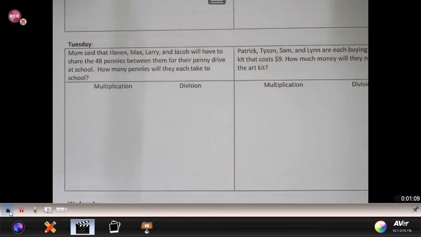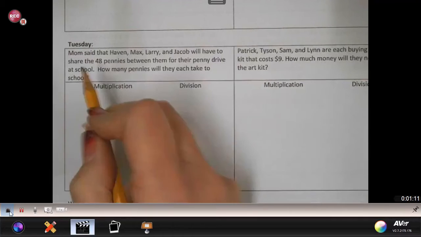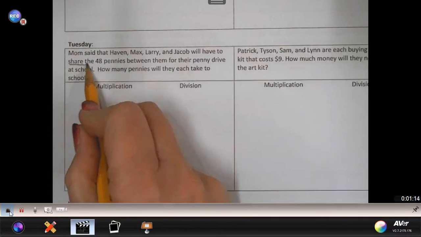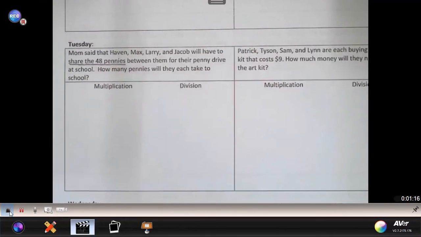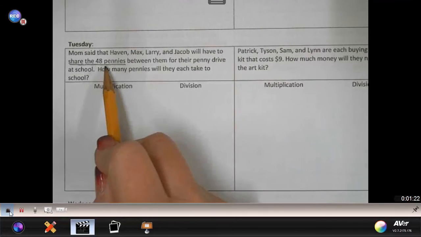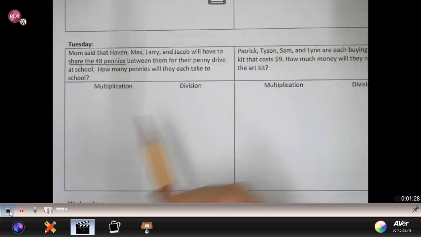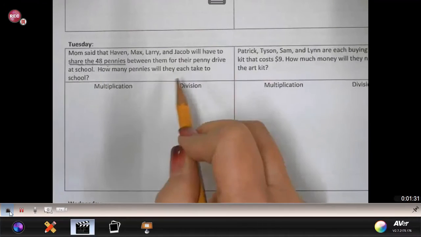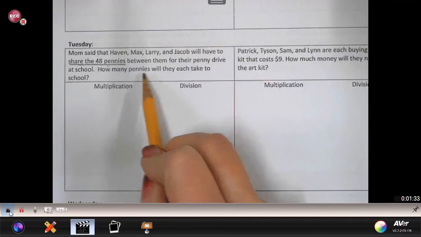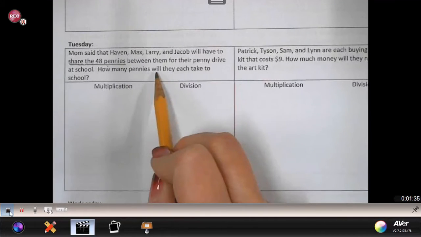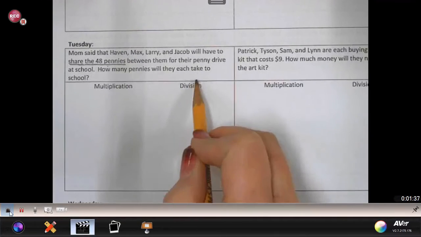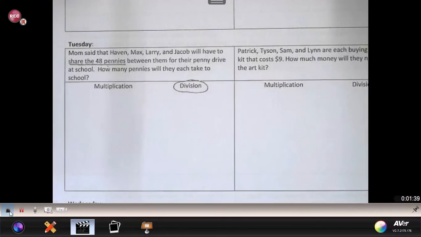So if you recognize that we have a total, and notice the word share is in there, they're going to share the 48 pennies. Now, when you share something, that means you're taking a larger amount and you're going to divide it equally between groups. Or you might know the number that's going to be in each group. But in this case, we don't know because it's asking us how many pennies will they each take. So this is a division type of problem.